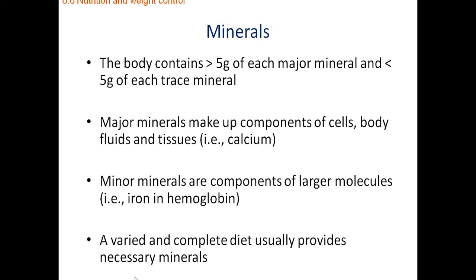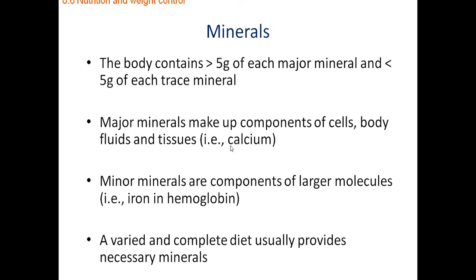So minerals are categorized in two big ways. There are major minerals, and the body has greater than 5 grams of those, and then less than 5 grams of each trace mineral. So major ones are things like calcium. We're going to show you them.